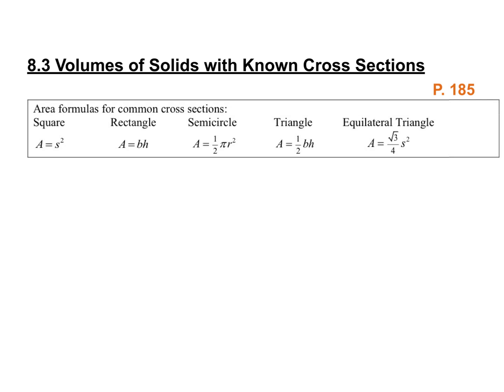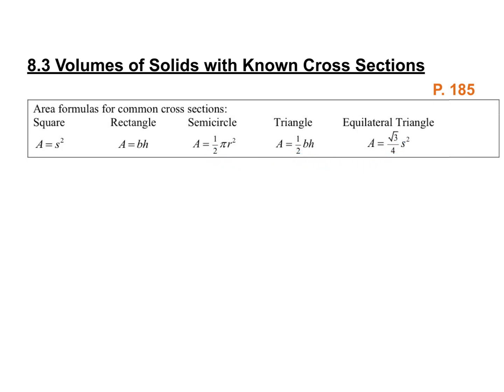Of course, the area of a square, if our cross sections are squares, is just the side squared. If I have a rectangle, base times height. Semicircle, so half of a circle, meaning you'll have a flat side, and the area of a circle is pi r squared, and then of course a semicircle is half of that. Triangle, half times base times height.